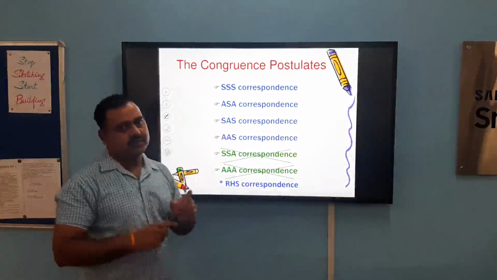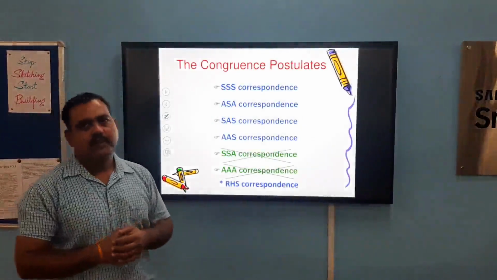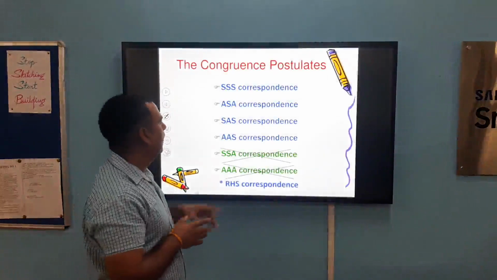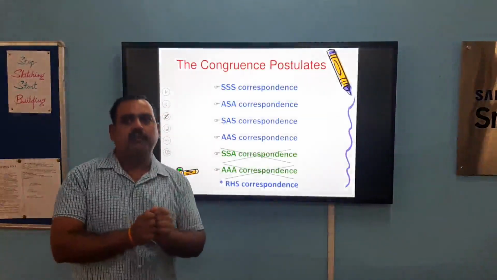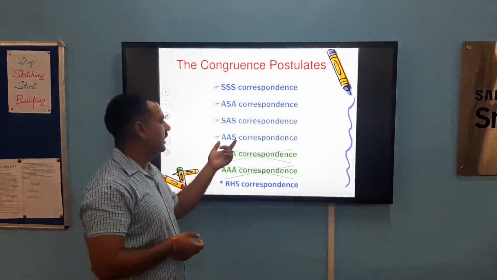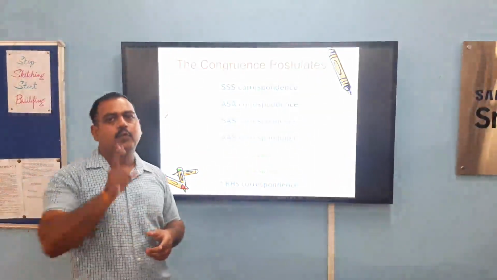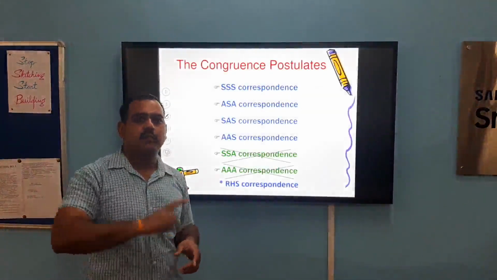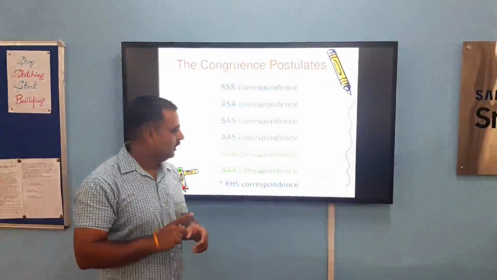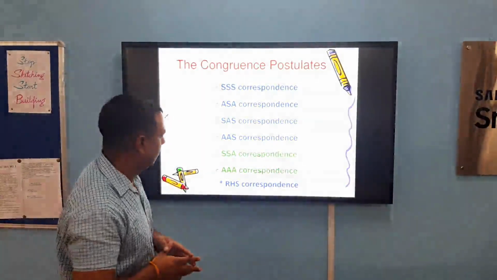Next is SAS, side angle side. In this postulate, we learned that two sides of two triangles are equal to one another, and the angle which is included between the equal sides is also equal. Next is AAS. In this correspondence, we learned that if any two angles of two triangles are equal to one another and one pair of equal sides, then the triangles are said to be congruent to one another.